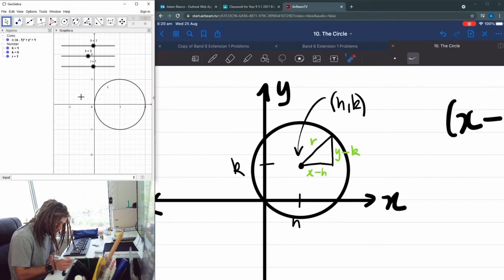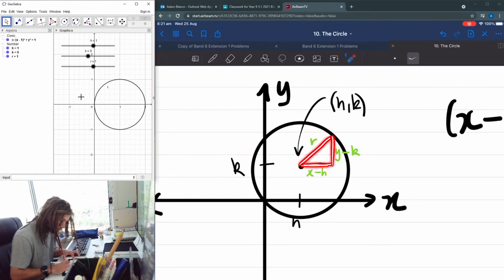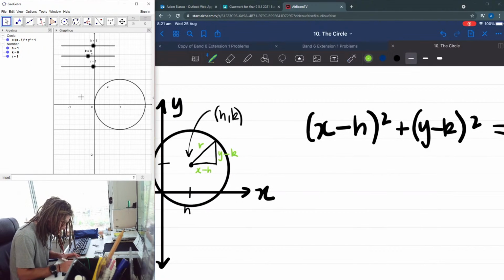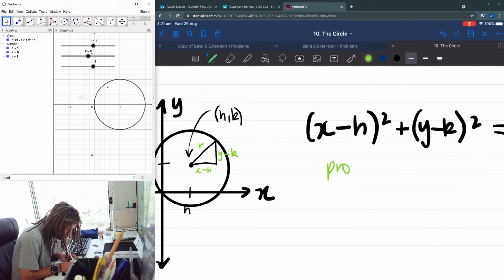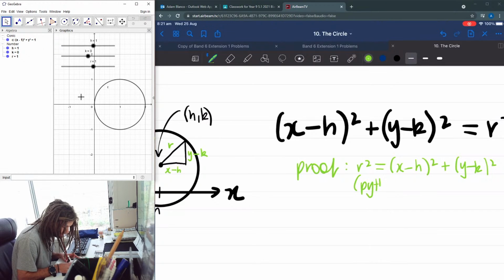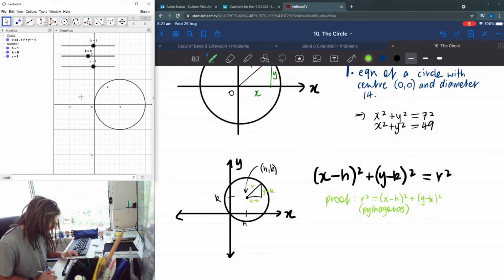If I were to use Pythagoras on that, it would be x, so this squared plus this squared equals this squared. That's actually exactly what my equation is. Well, shall I write that? So maybe proof. r squared equals, I don't really know if I need to write this, because I've only got one line of working. Pythagoras. Okay, so that's kind of it for the circle.